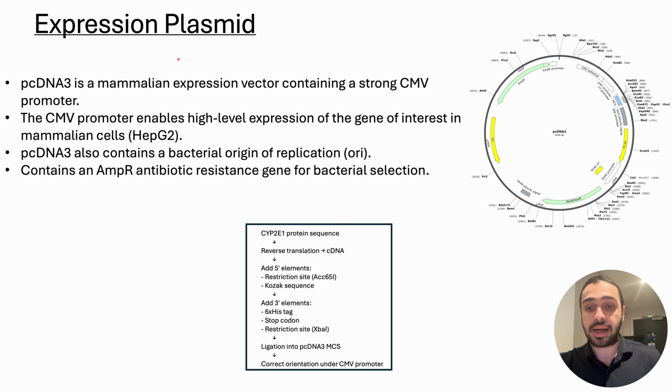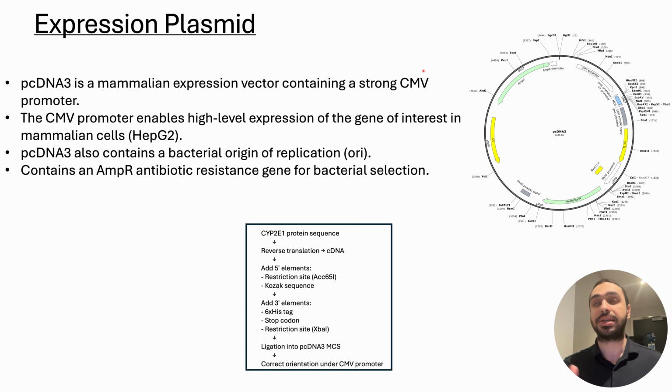For the expression plasmid, I chose the pcDNA3 expression plasmid because it's designed for high-level gene expression in mammalian cells. This vector contains the CMV promoter, which enables strong expression of the inserted gene in human cell lines such as HepG2. In addition, pcDNA includes a bacterial origin of replication and an antibiotic resistance gene, allowing the plasmid to be propagated and amplified in E. coli before transfection into the mammalian cells. This makes pcDNA suitable for cloning and subsequent expression of the human CAP2A1 gene.